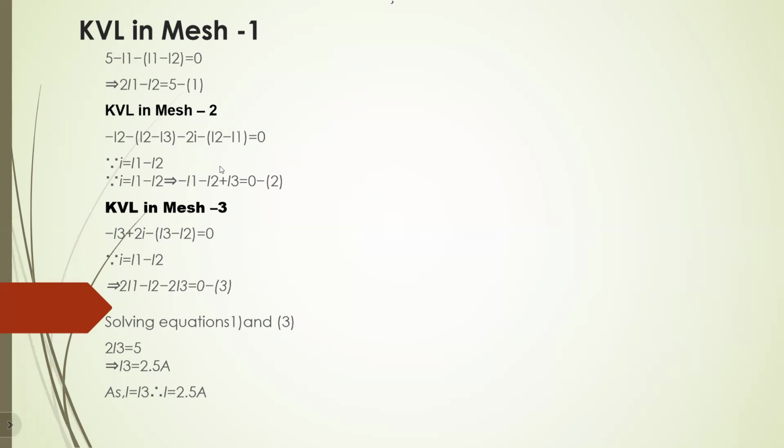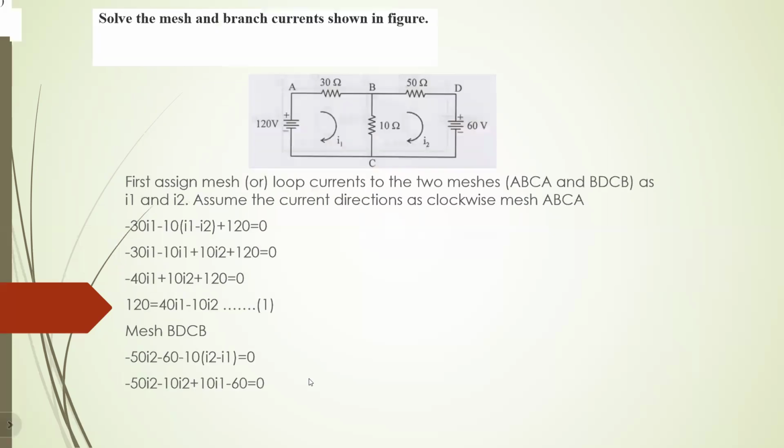Equation 2. KVL in mesh 3: minus I3 plus 2 I minus I3 minus I2 equals 0, where I equals I1 minus I2. 2 I1 minus I2 minus 2 I3 equals 0. Equation 3. Solving equations 1 and 3, 2 I3 equals 5. I3 equals 2.5 amperes. As I equals I3, I equals 2.5 amperes.